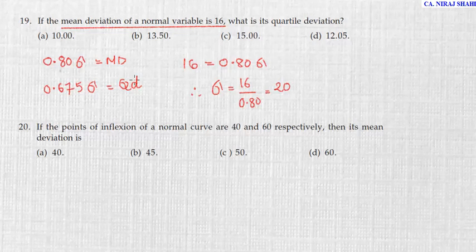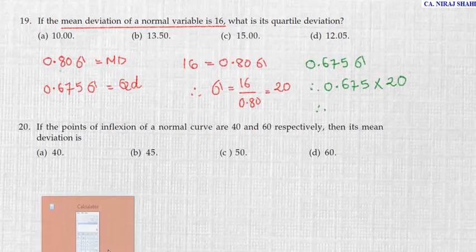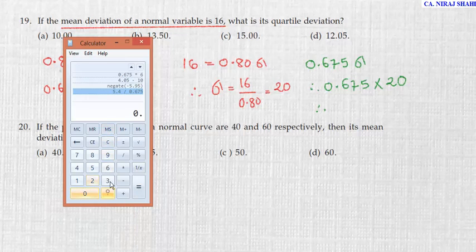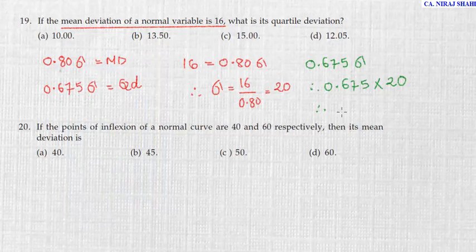And now find out the quartile deviation, which is 0.675 into sigma. So it is 0.675 into 20. So we can say our quartile deviation is 0.675 into 20, which is equal to 13.5. So our answer is 13.50. So in option our answer is B.